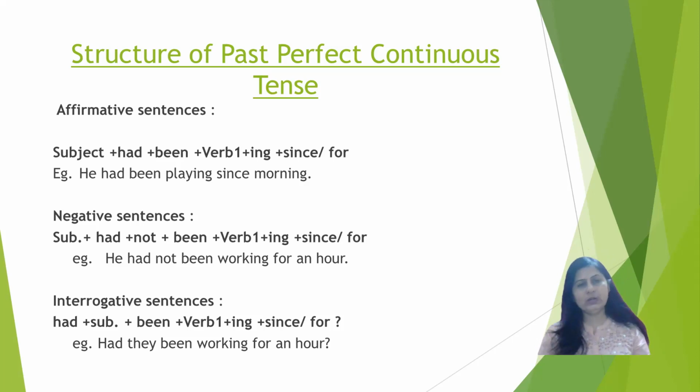In case of interrogative, this had will come in the beginning of the sentence. At the end we will have a question mark. Had plus subject plus been plus first form plus ing and then since or for. Had they been working for an hour? Had in the beginning, after that subject they, then been, first form plus ing, working, and then for or since for the time expression, and question mark at the end.